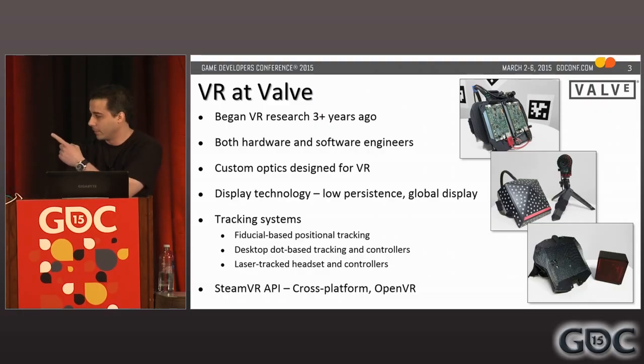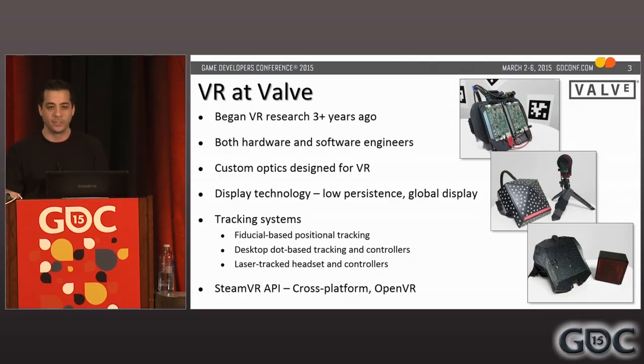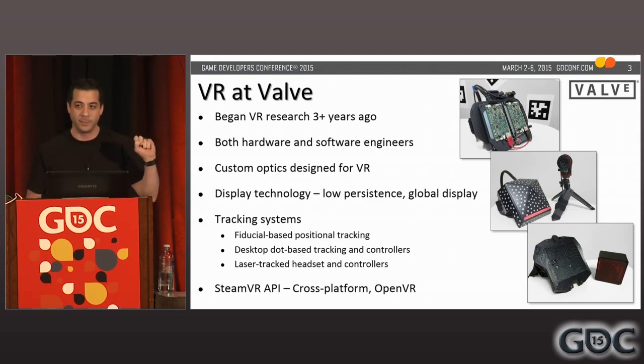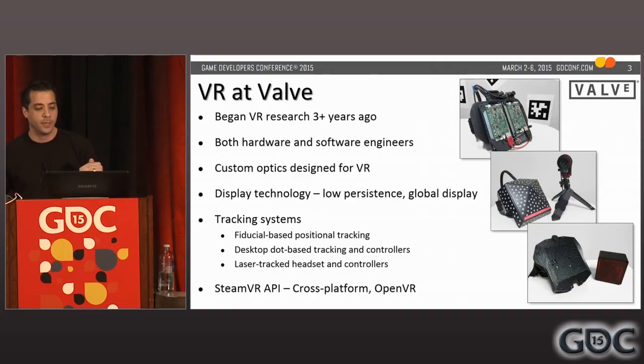On the right here are 3 generations of our HMDs with different tracking systems. Some of these have tracked controllers. The team at Valve came up with a bunch of interesting things where they figured out low persistence displays, why that matters, and global displays where the entire display is lit at the same time instead of a rolling display.